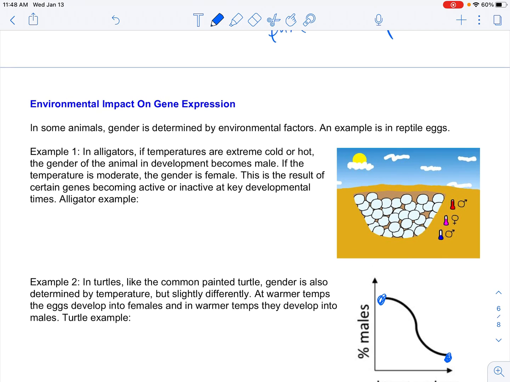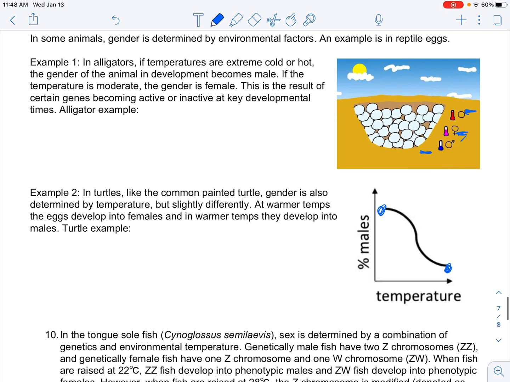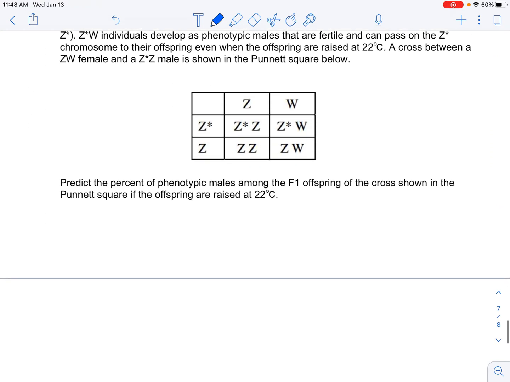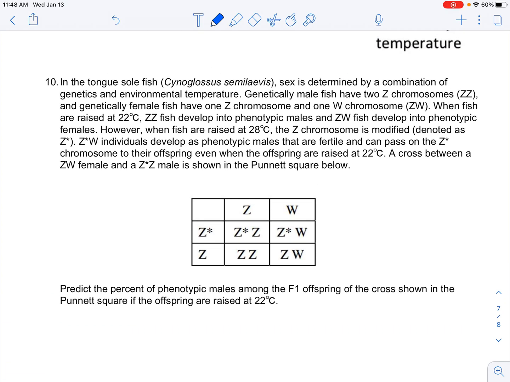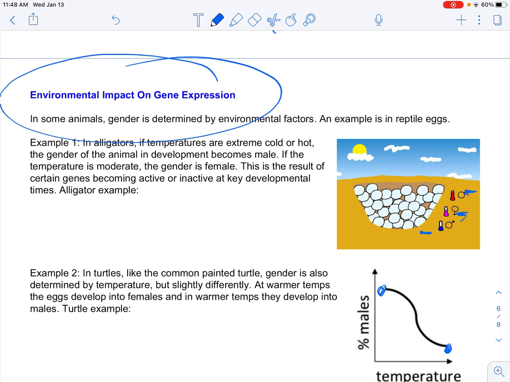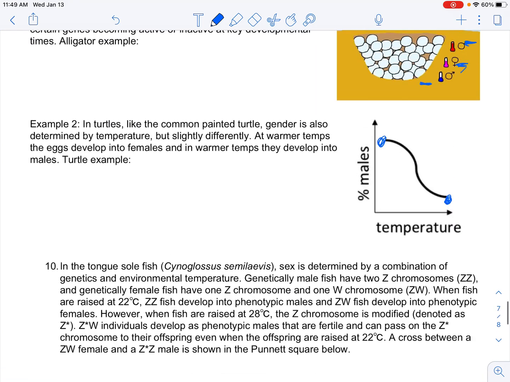And the alligator example is similar to the turtle one, except that there's a range. So you get males being expressed at both cold temperatures and warm temperatures, and females being expressed at intermediate temperatures. So go ahead and try to do this problem if you'd like to. It's an example of an AP Bio question that is related to this concept of environmental impact on gene expression.